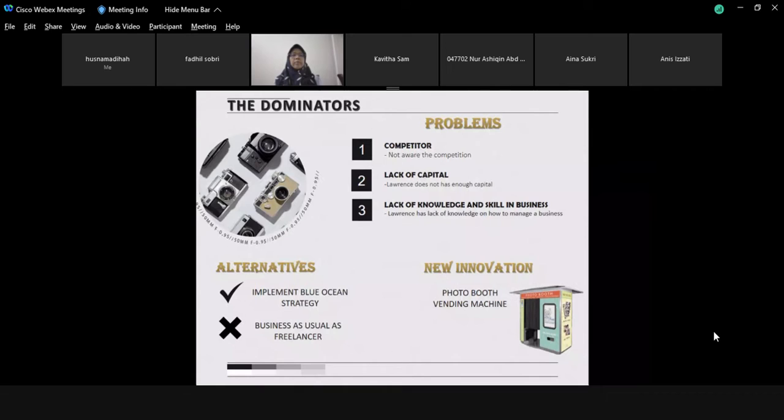For the sample case, the problem is about the competitors. Lawrence did not aware about the competition that already have in the Kuala Terengganu Trade Center, KTCC. And the second problem is about lack of capitals. Lawrence does not have enough capital to start up with the business. And the third one is he also lack of knowledge and skill business because he has never experienced to open up the business before this. Okay, thank you, Ilya. Stop for a while.